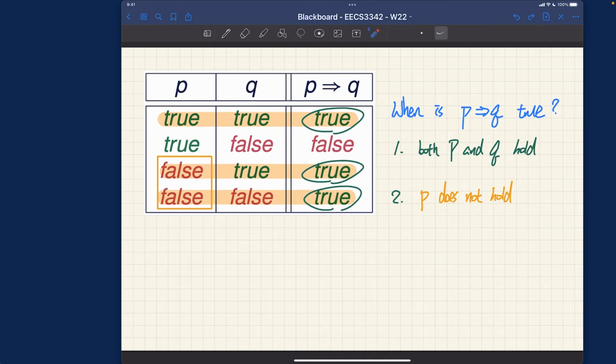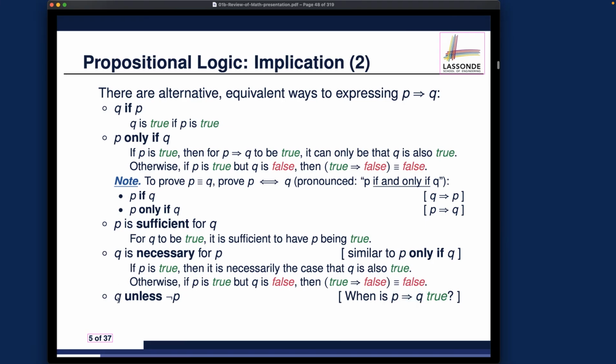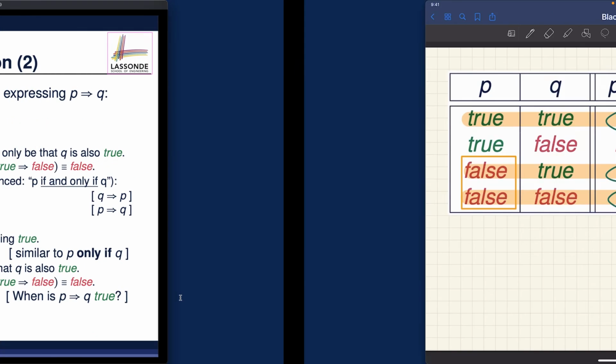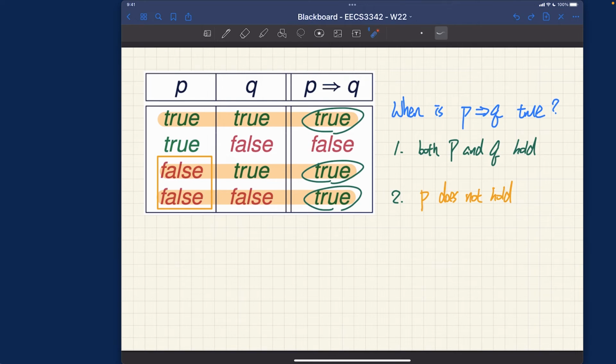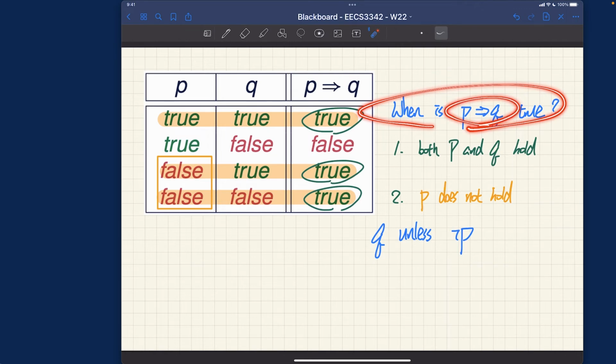Let's now go back over there. So Q unless not P. Over here, really try to characterize those three rows that we actually highlighted. Let's now go back to the rows highlighted over here. So Q unless not P. Let me write it down. Q unless not P. Thinking this way, when is P implies Q true? It's either Q unless not P. So that will be the whole sentence to actually consider.